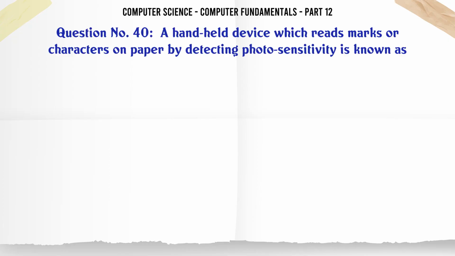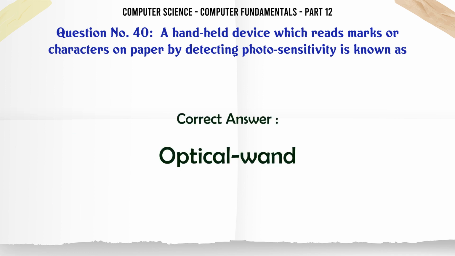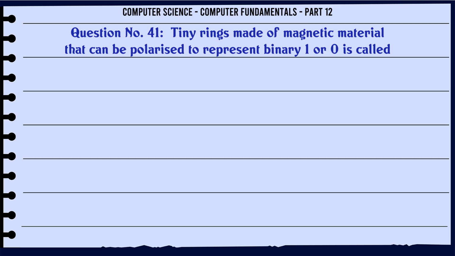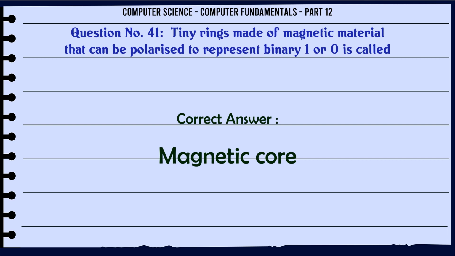A handheld device which reads marks or characters on paper by detecting photosensitivity is known as A. Light pen, B. Optical wand, C. Plotter, D. All of the above. The correct answer is optical wand. Tiny rings made of magnetic material that can be polarized to represent binary 1 or 0 is called A. Magnetic core, B. Magnetic disk, C. Card punch, D. Floppy disk. The correct answer is magnetic core.